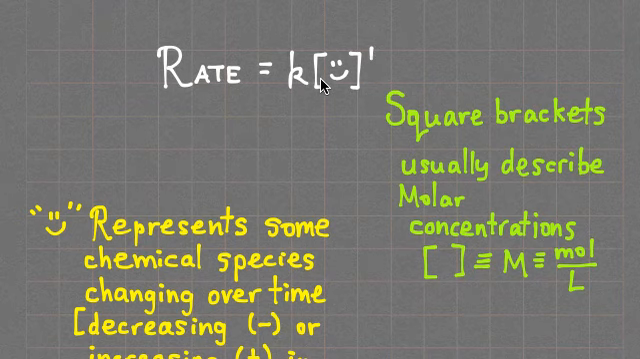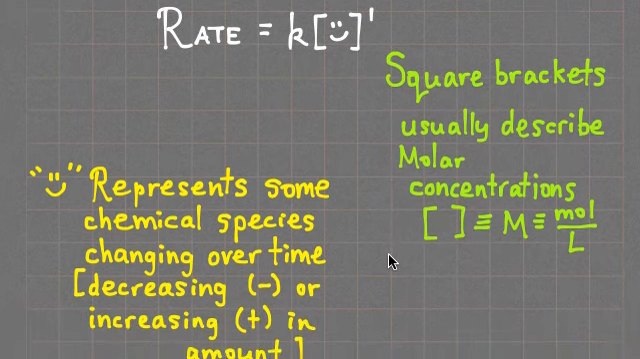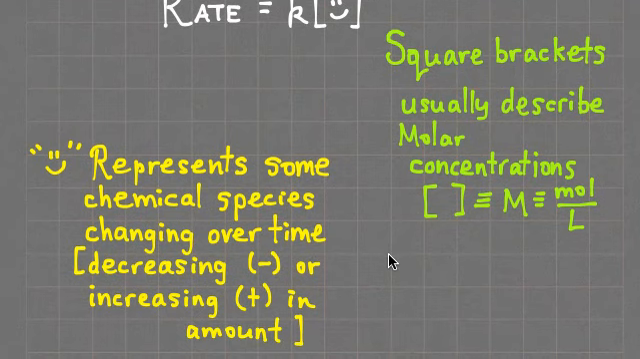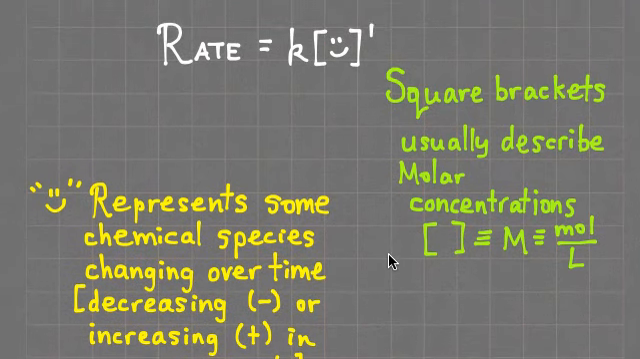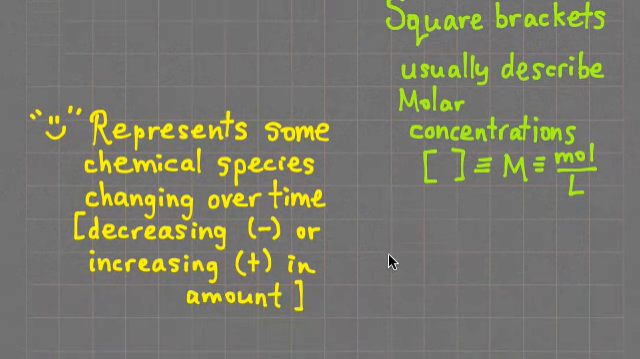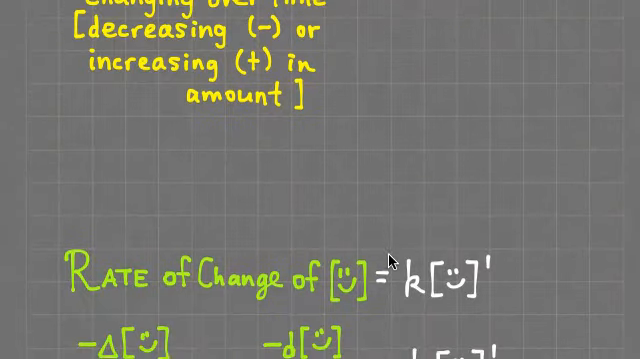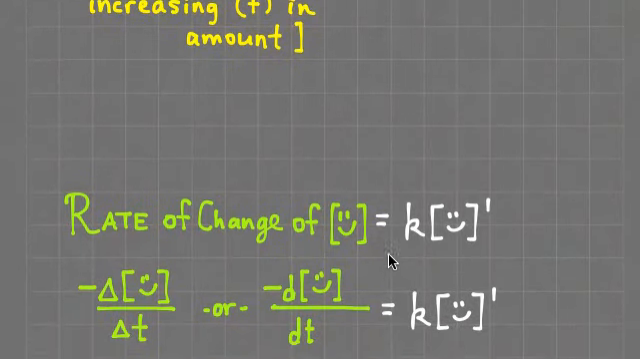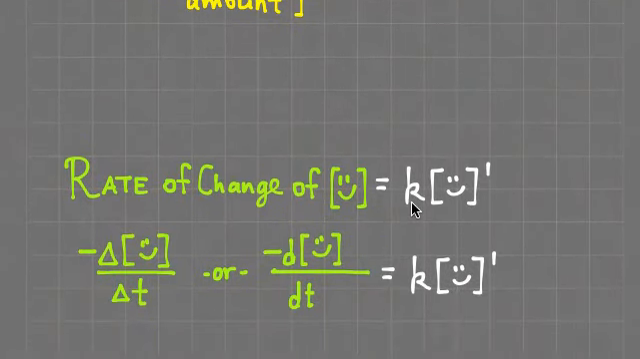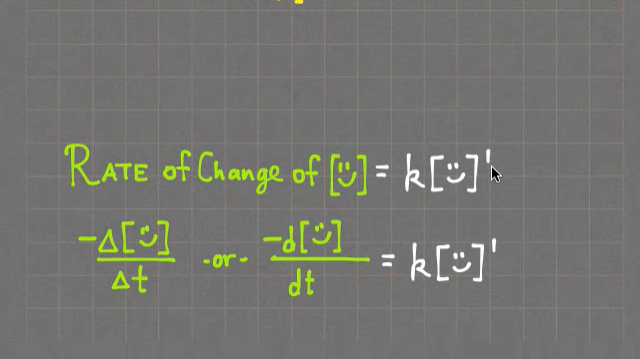Remember, the square brackets always mean molarity, so when you see that, it means moles per liter, and that's probably aqueous, although it doesn't have to be aqueous. It could be a gas or some other composition. All right, so let's go from here. So if you're familiar with the language of calculus, let's say this: the rate of change of my species is equal to some constant times that species' concentration to the first power.